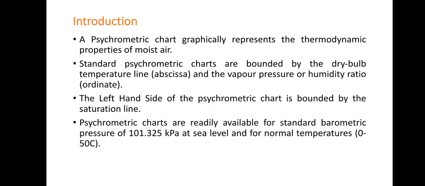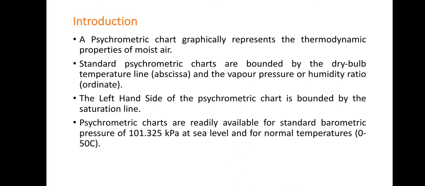The first one is psychrometry. We have already studied that. Psychrometry is the study of the behavior or properties of moist air. The next concept is the psychrometer. A psychrometer is the instrument which is used to measure the dry bulb temperature and wet bulb temperature of a mixture at an instant. And the next one is the psychrometric chart.